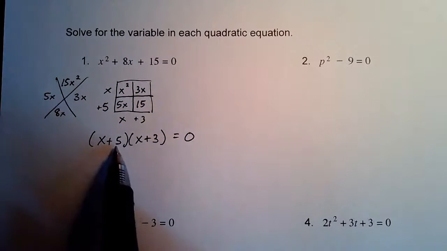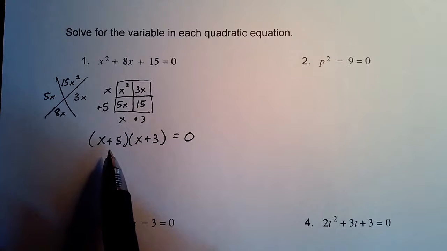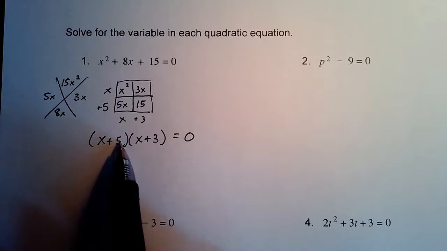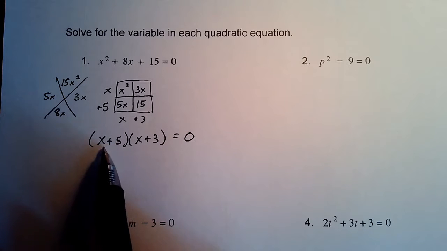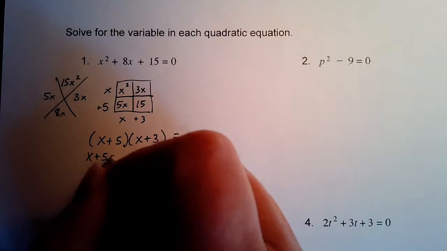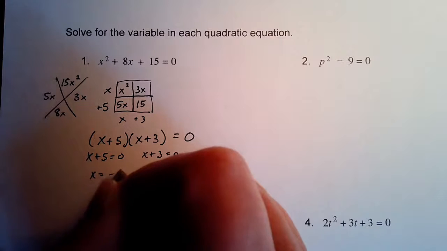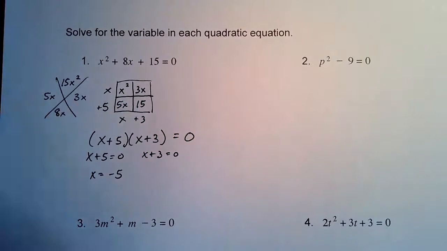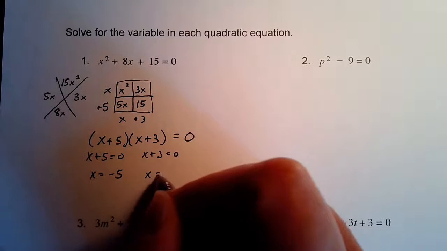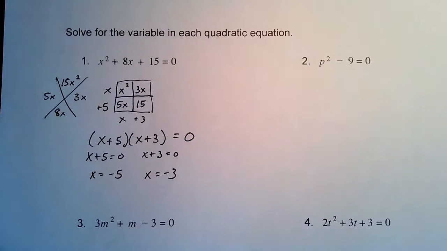And then I just have to set each factor equal to 0. Use the zero product property. So what value of x will make this factor be 0? And that's going to be a negative 5. Okay, so x plus 5 equals 0, and x plus 3 equals 0. So one solution, like I just said, was negative 5. The other solution is negative 3. All right, so we can go through on that one solving by factoring. The next one I'll do a slightly different way.